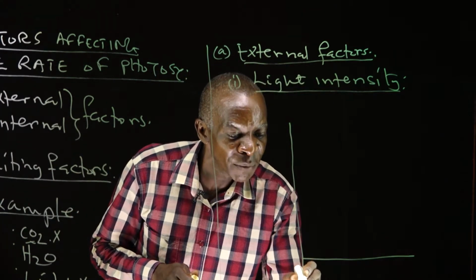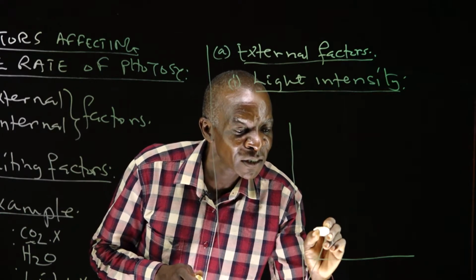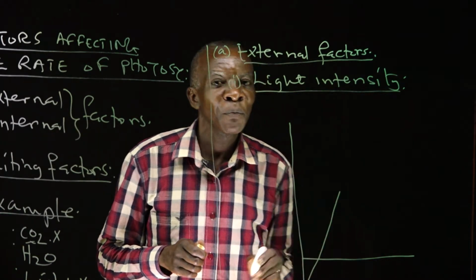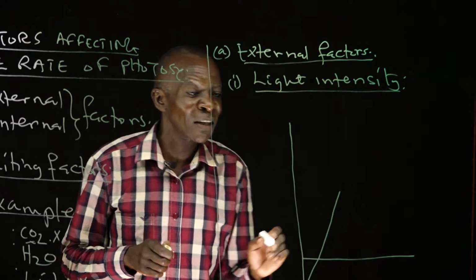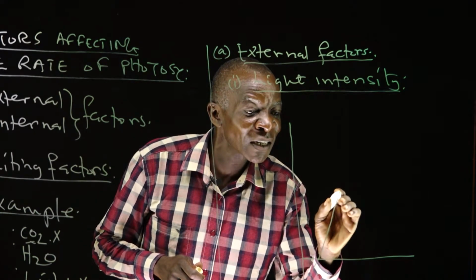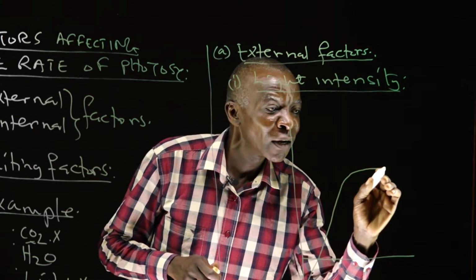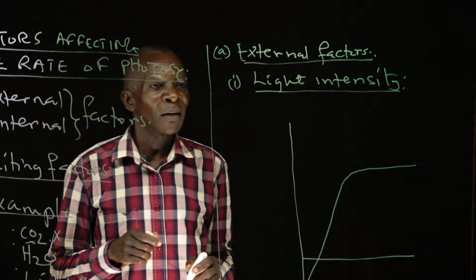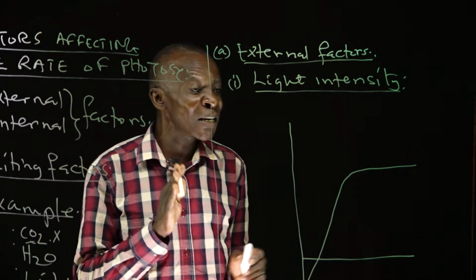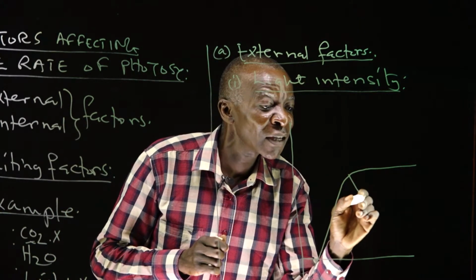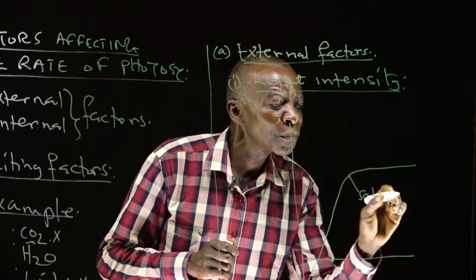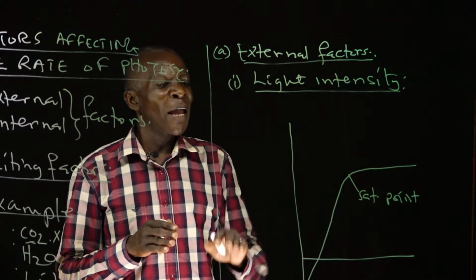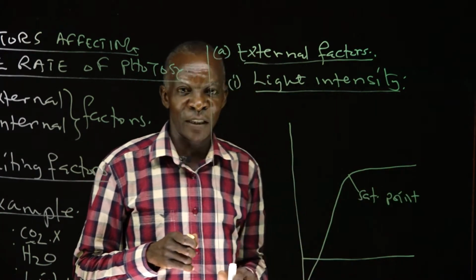So it means the rate of photosynthesis goes proportionally with increased light intensity. However, at a certain point that we are going to call the light saturation point, the rate of photosynthesis tails off. This is the light saturation point, and therefore it will be constant.